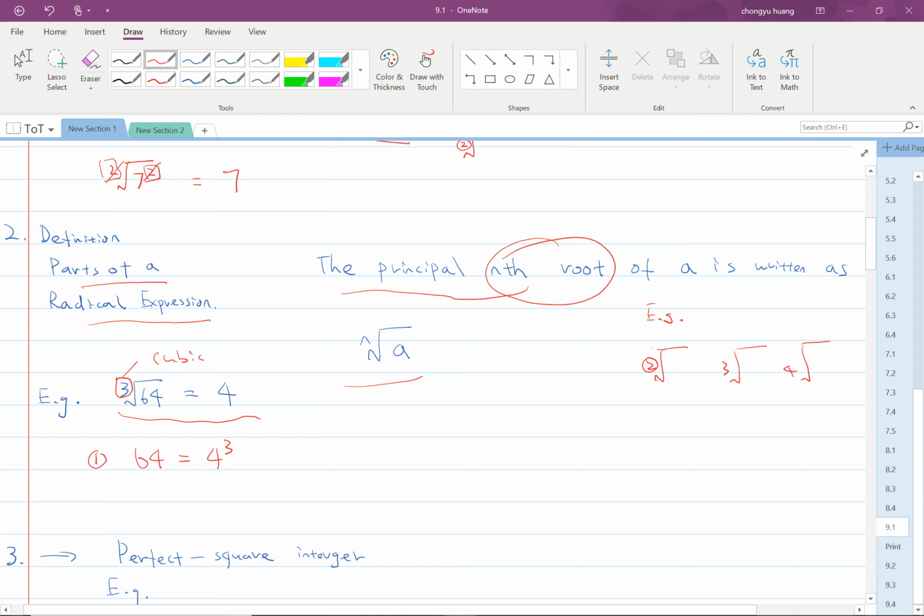A cubic root. So basically, whatever you want to solve, here we are solving a cubic root. So you want to make sure you have something to the cubic power. Okay, so that's how you basically solve it.